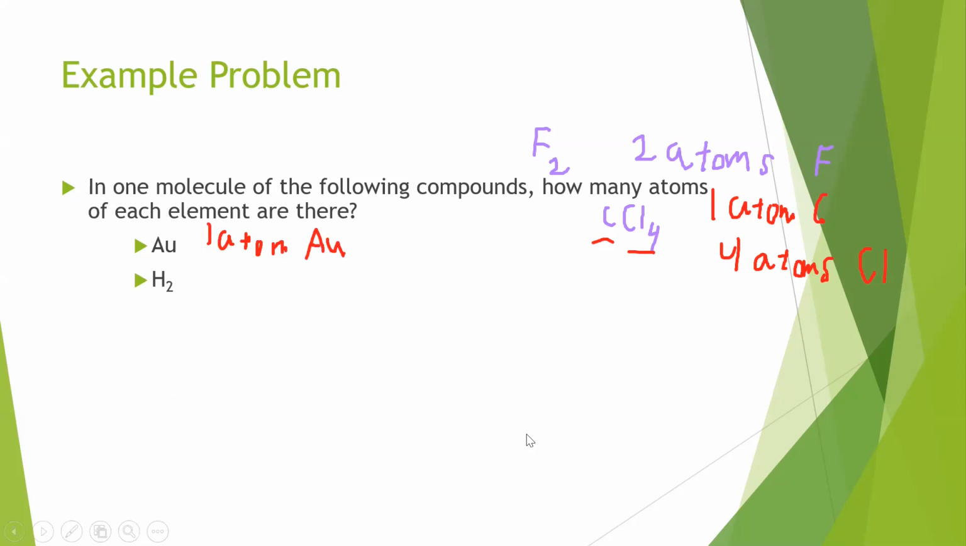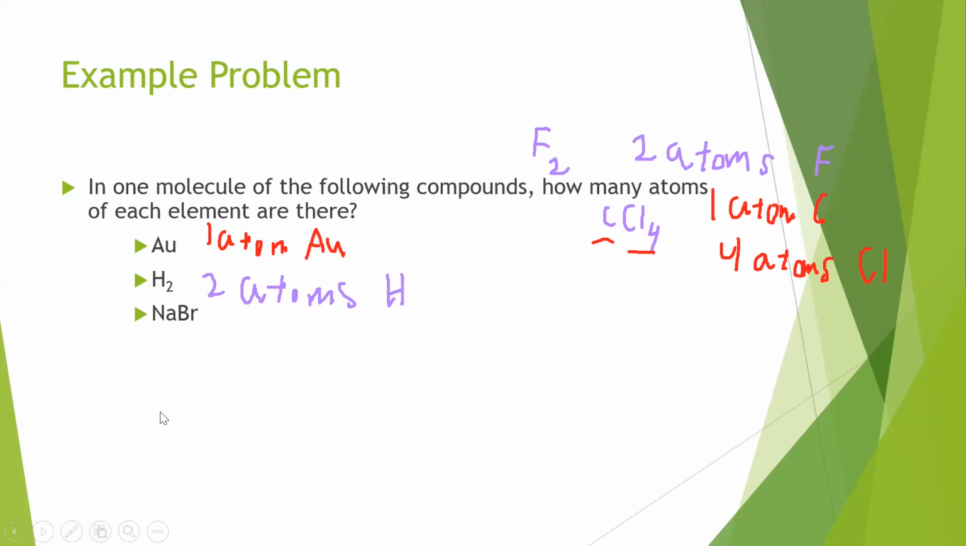How about H2? Try that one. So how many atoms of each element are there? Okay, I see a lot of people with the correct answer. Oh, and here's a tip. When you make abbreviations, like for H, make sure to make it a capital H and not a lowercase h, because the atomic symbols are always capital. They're never lowercase. So yes, the correct answer is 2 atoms of hydrogen, or H.